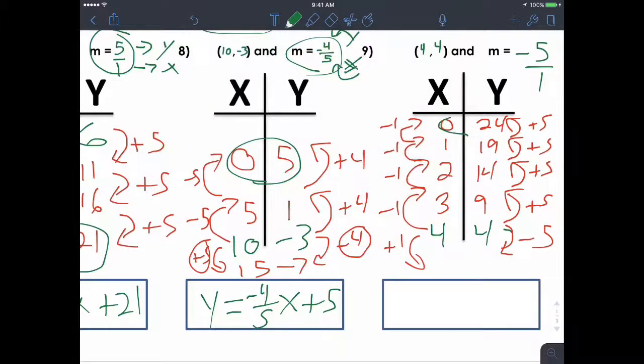My input of 0 gives me an output of 24. My slope is negative 5 over 1. So what is the equation of the line for number 9? All right, so we have y equals negative 5 over 1 x plus 24. All right, let's go to the next page, number 10.